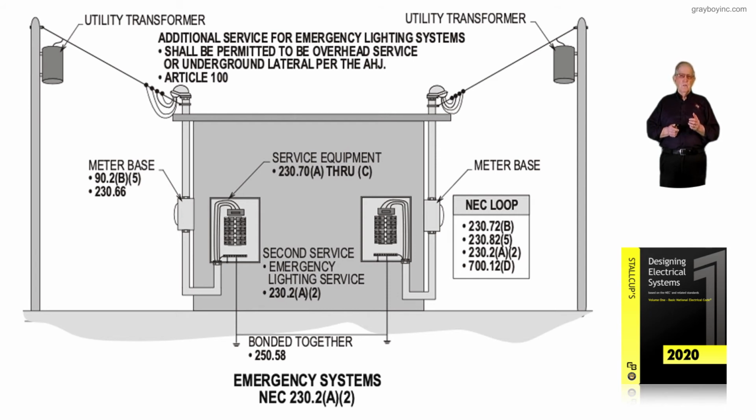Then notice that the grounding means of both services are bonded together per 250.58, which would be one grounding electrode system then in accordance with 250.50 in the NEC.